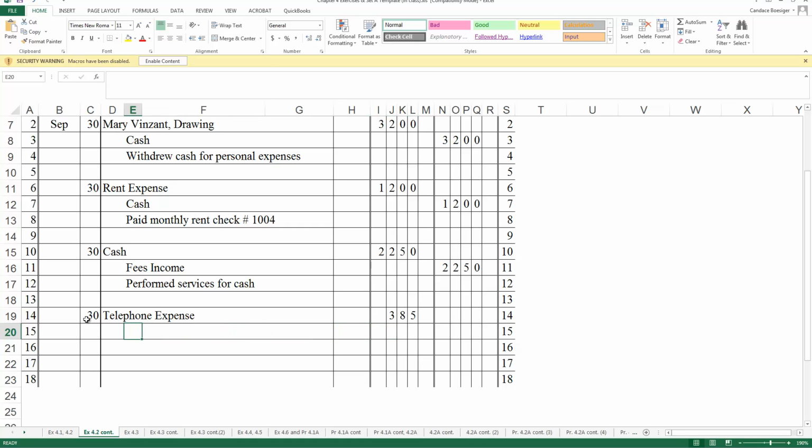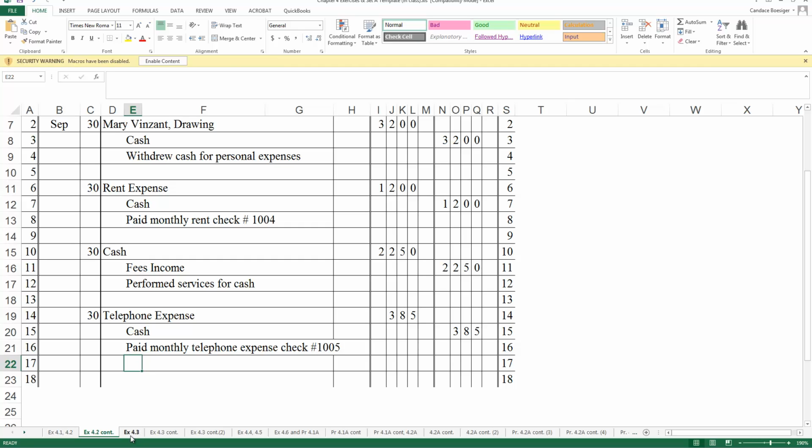And we are going to credit cash for $385. Then we go and put in our description. So paid monthly telephone expense, check number 1005. Okay, so now we have just completed exercise 4.2, and now we're going to look at exercise 4.3.